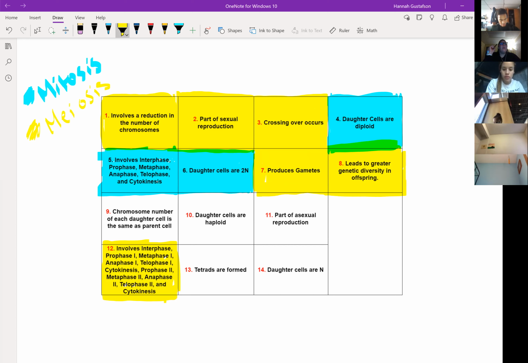So now we're on to number 9. Chromosome number of each daughter cell is the same as the parent. This is a little tricky. May have to think about this one for a little bit. But what do we think? Is number 9 mitosis or meiosis?